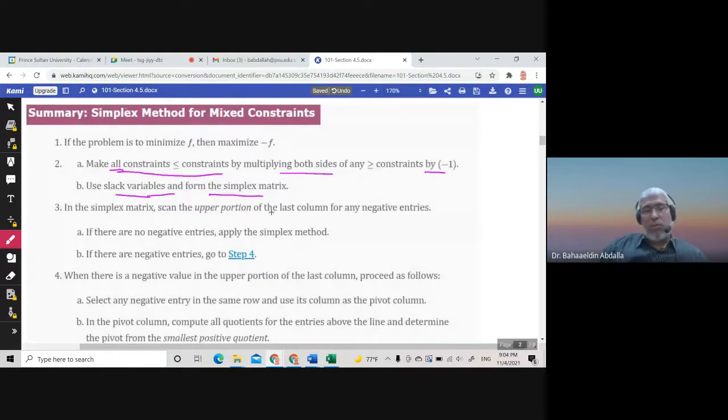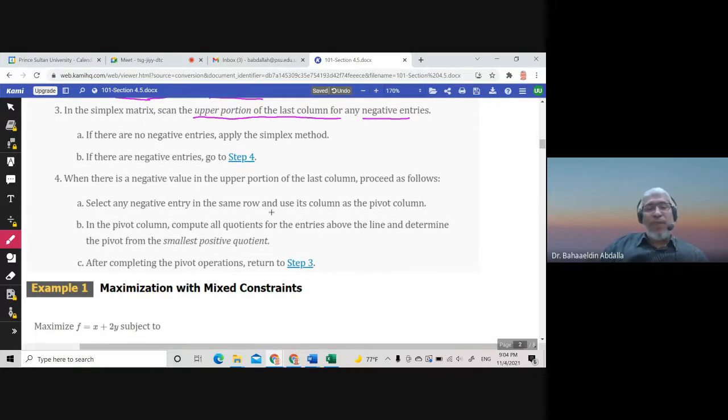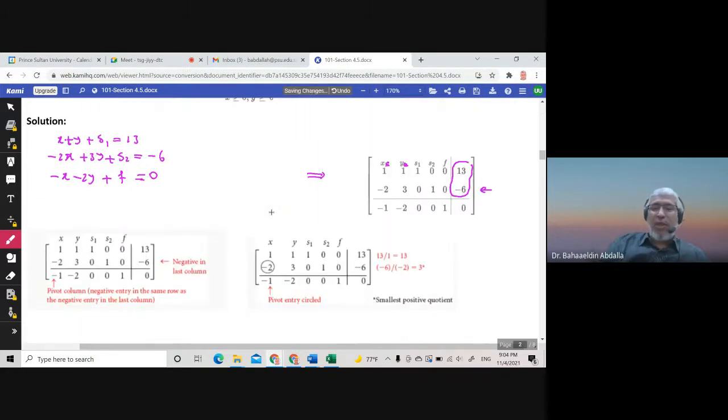This is called the upper portion of the last column. If we find a negative number in the upper portion of the last column, we search for any negative entry in the same row and use its column as the pivot column. So here negative 6 is a negative number. Search in the second row for a negative entry. Well, this number, negative 2, is negative. So this column would be the pivot column: the negative entry in the same row as the negative entry in the last column.